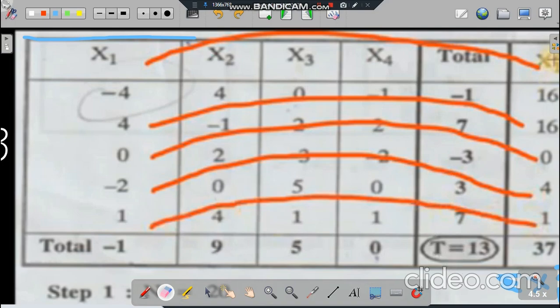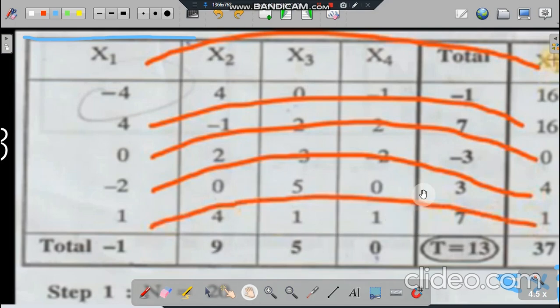So what I mean is that we are taking this particular table and then we are adding column wise. We are writing here, column wise adding, writing here, column wise adding, right here, column wise adding right here. That is for the first step, the calculation.